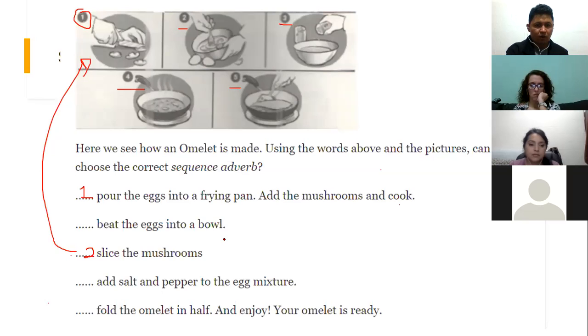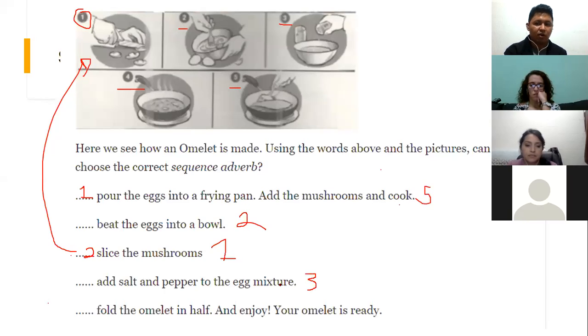All right, what's number two? Number two will be beat the eggs into a bowl. What's number three? Add salt and pepper to egg mixture. All right, number four. Pour the eggs into a frying pan, add the mushrooms and cook. Yes, correct.